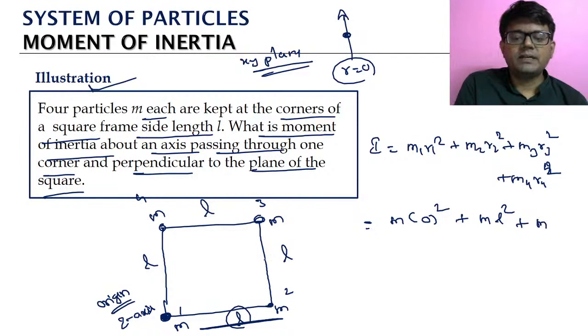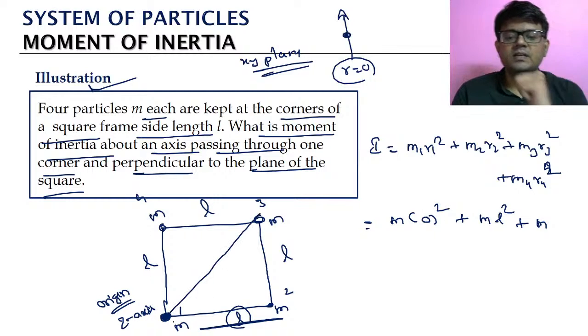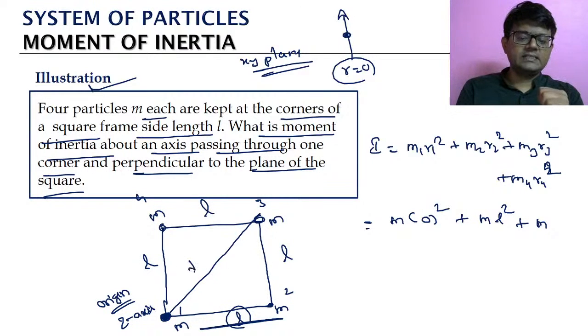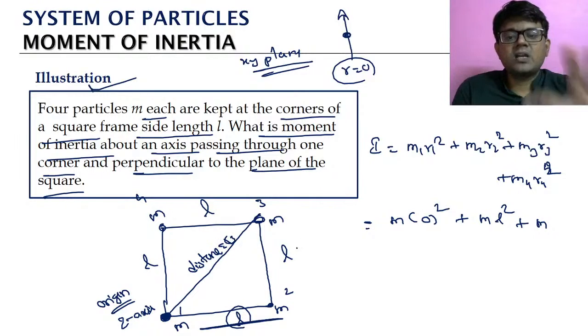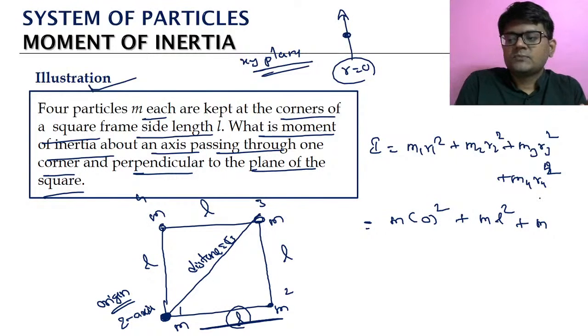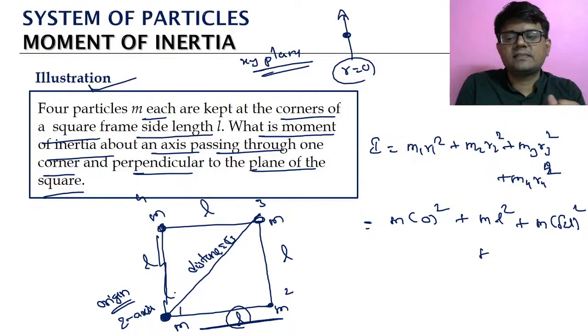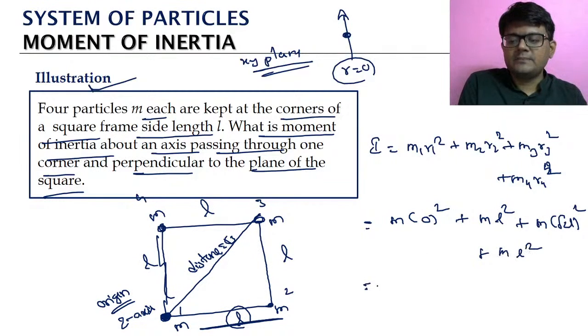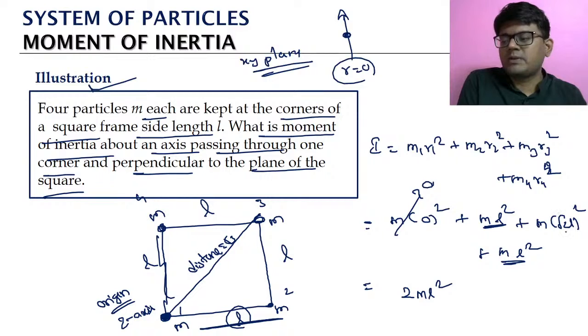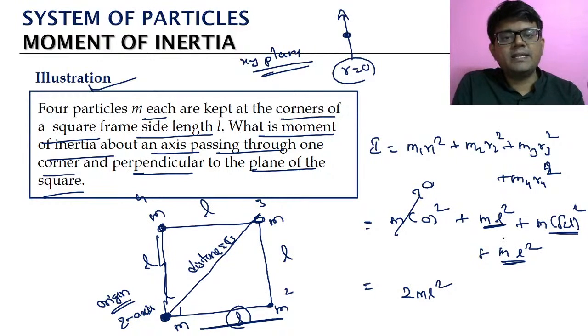Its mass is m, but what will the distance be? From the Z axis, what is the distance? This is our distance r3. In this case it is the diagonal of the square. Side length L means the square diagonal is root 2 L. So m into root 2 L the whole square. Next, corner 4: the distance from the axis is L, so m into L square. The first term is 0, then m L square, m L square, which is 2m L square. Then root 2 L squared will be 2 L square.